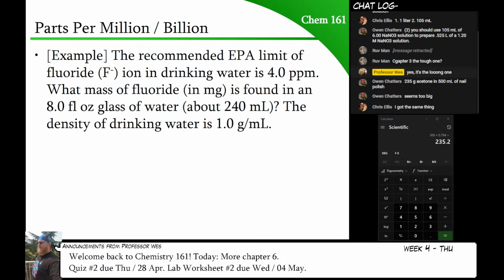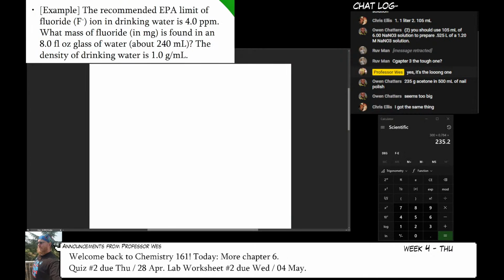I got to get all this on the screen again. Same thing we did for all the other problems, really, is we're going to write out the formula. So parts per million: mass of fluoride over mass total, times 10 to the 6. There we go. So there's our formula.